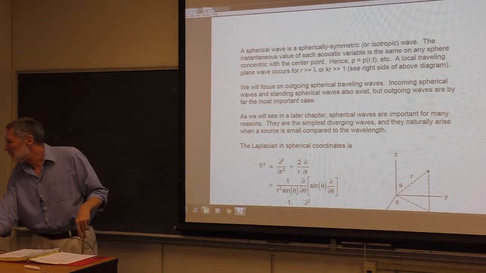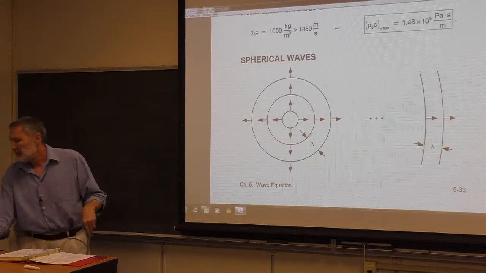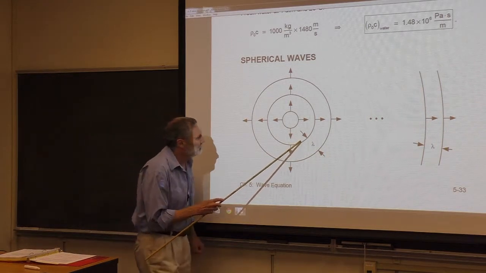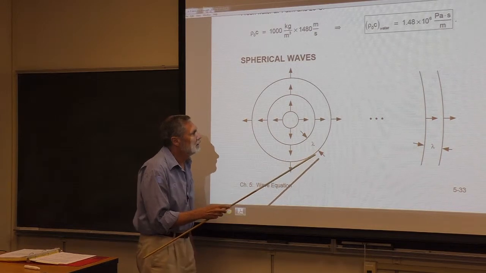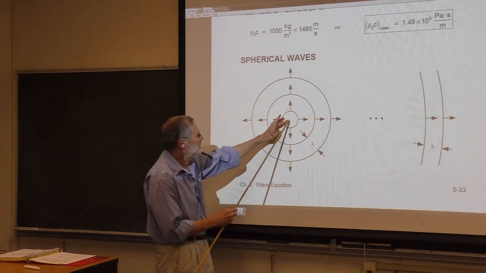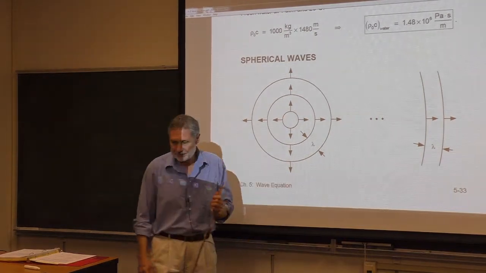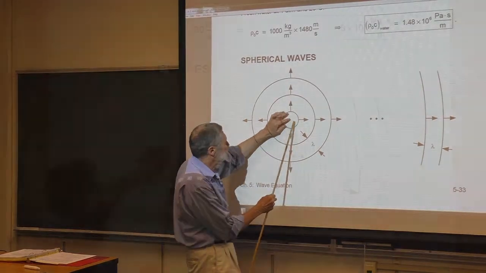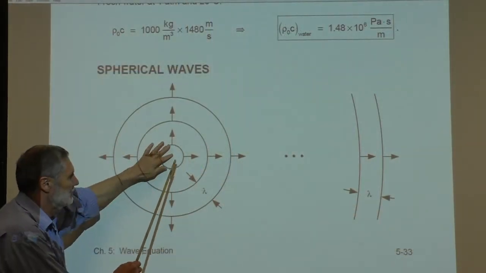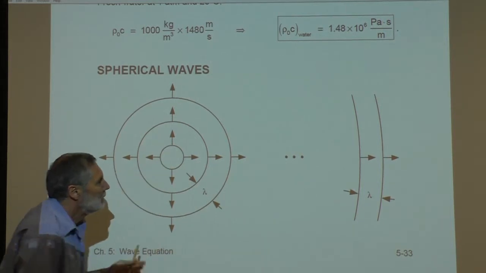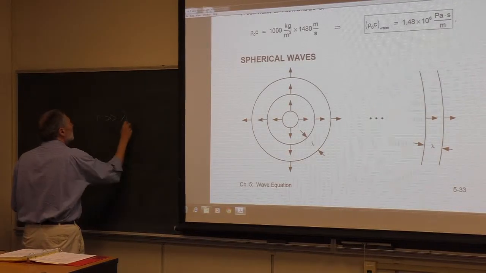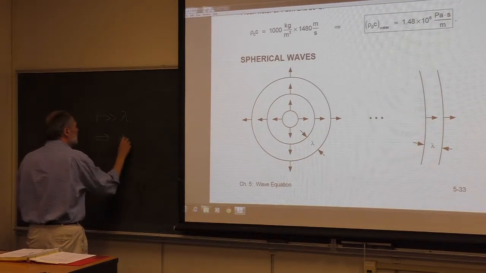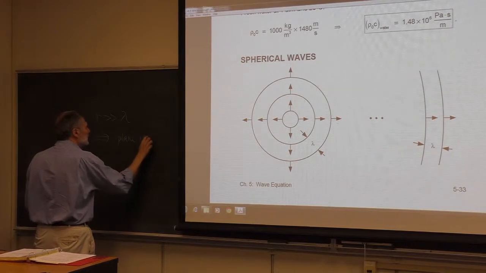Now, I want to make sure you get something here. It's simple. But you can imagine these lines here are crests of the wave. This is a wavelength here. This distance, I didn't draw it in here, but we have some distance. We're measuring the distance r from the center of the source here. When r is much greater than lambda, we're going to have approximately a plane wave.